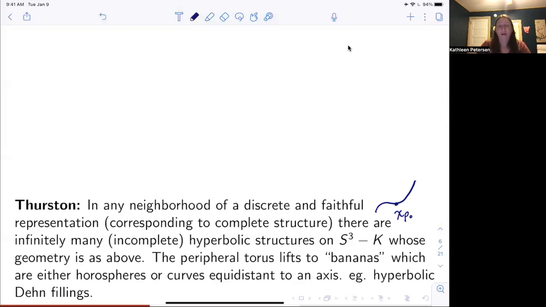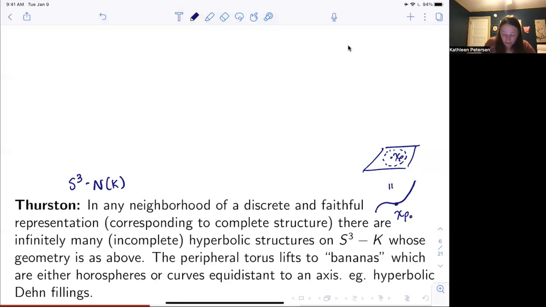This has dimension 1. Thurston showed that in any neighborhood of this character, so if you like to think of things in terms of real geometry, here's Cairo, and take any neighborhood of this discrete and faithful thing, then there are infinitely many really well-behaved hyperbolic structures on the knot complement. So I want to draw some of these. So when I'm saying knot complement, I really mean S3 minus a tubular neighborhood of the knot.